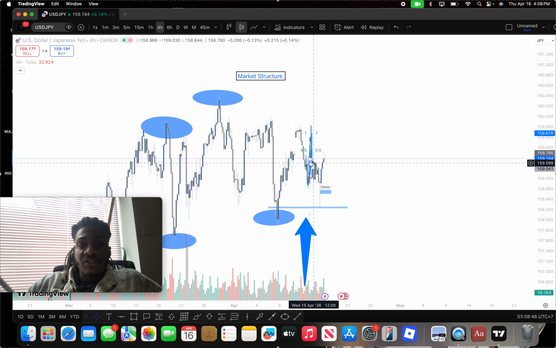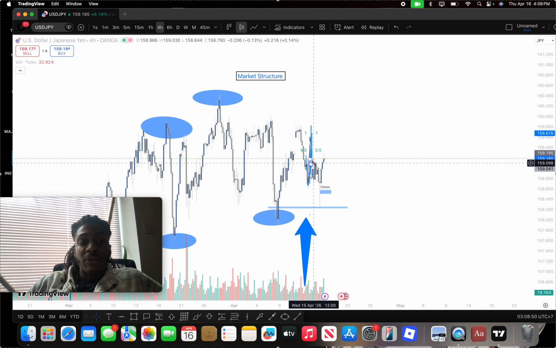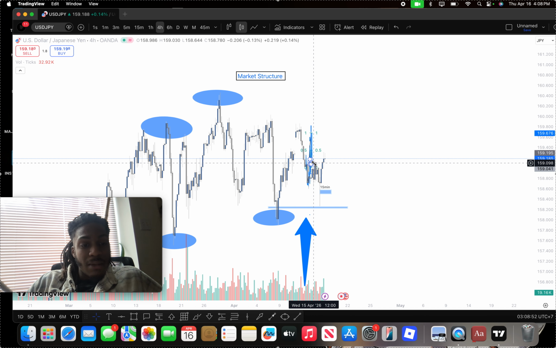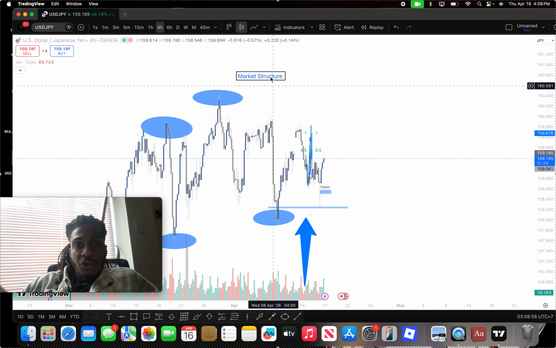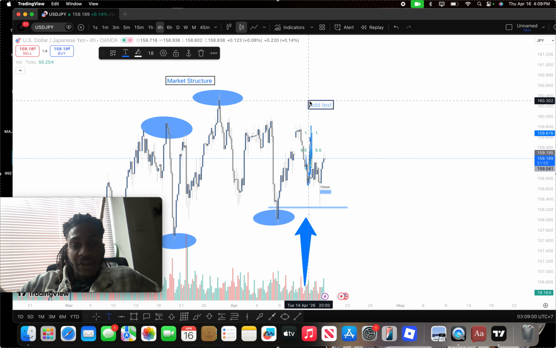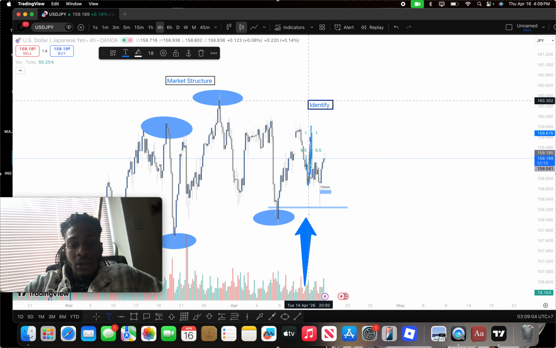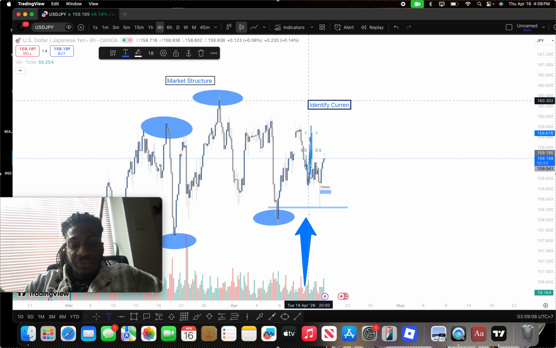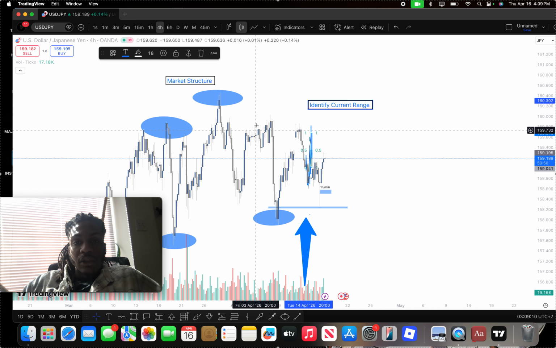So the next step is identifying your current range, and that range is going to help us find the actual trade so we can actually make money and do what we want to do, right? So the market structure is done, and let me write down the next step. Identify range. I want to do this really slowly so we can all understand what I'm talking about here. Identify current range. So your current range is your current high and low, right?